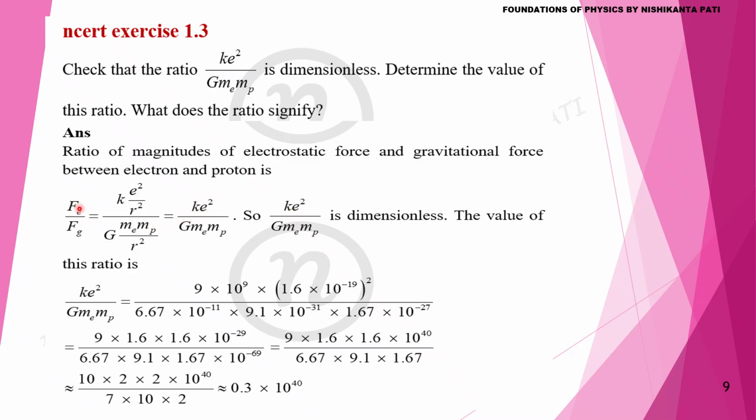Since it is the ratio of two forces, it has no dimension, and the value is K value 9 × 10^9, e square, G value, m_e, m_p. So after putting, the result is approximately 2.3 × 10^39. It is actually the ratio of electrostatic force magnitude to the gravitational force magnitude between electron and proton.